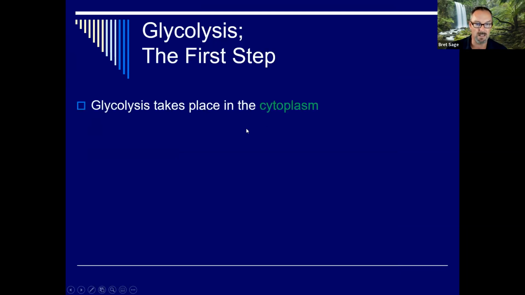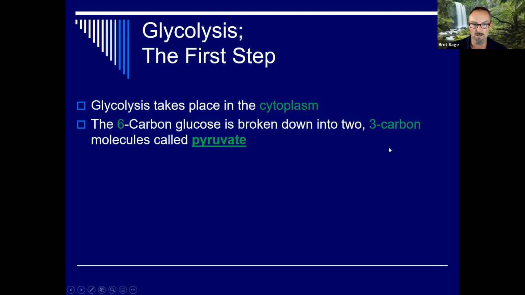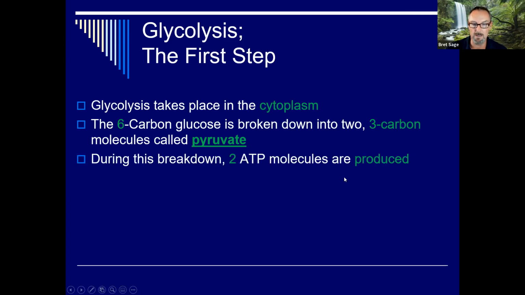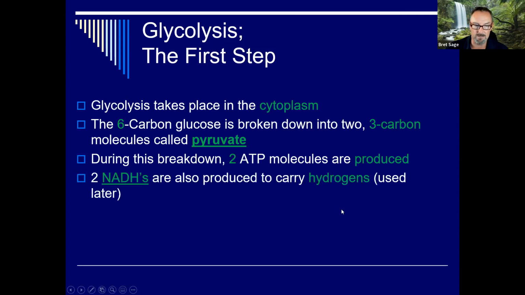So the first step is called glycolysis. This takes place in the cytoplasm. As I said, that's the liquid part of the cell between the organelles. The 6-carbon glucose is broken down into 3-carbon molecules called pyruvate or pyruvic acid. During this breakdown, 2 ATP molecules are produced. So it's not a very good yield, but you don't have to have oxygen.